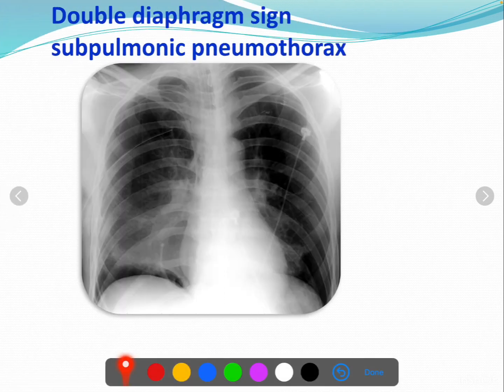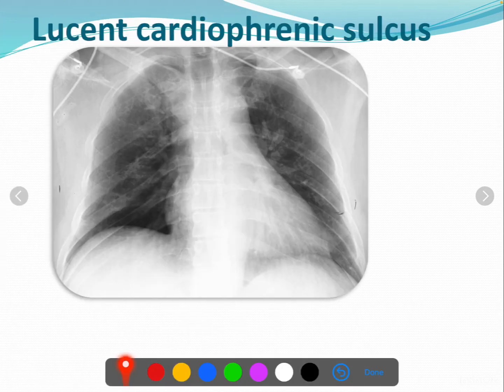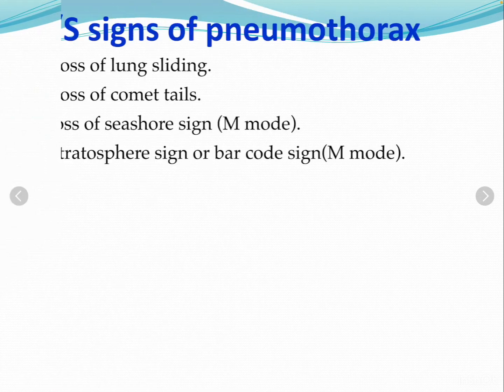Again, what is the double diaphragm sign? This double diaphragm is seen in pneumothorax only because of subpulmonic pneumothorax. Very, very important. Then again, we can see this is the lucent cardiophrenic sulcus. Very, very important. This is the cardiophrenic sulcus, and it is lucent.